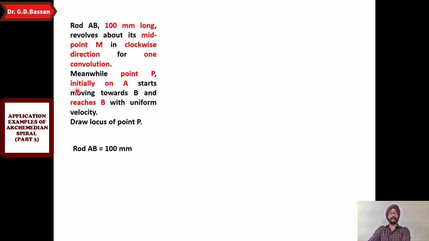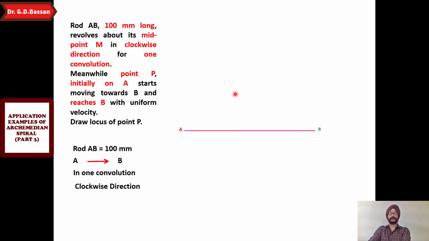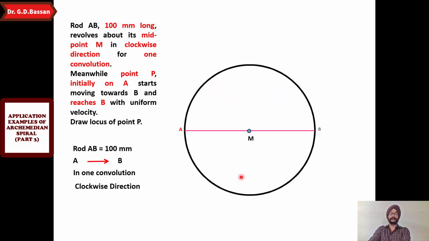So what is given? Rod AB is 100 mm. It's moving from A to B, that is from one end to the other end in one convolution and in the clockwise direction. So this is the data, and now we are going to solve this example. Draw a line AB equal to 100 mm. Mark midpoint M and complete the circle.